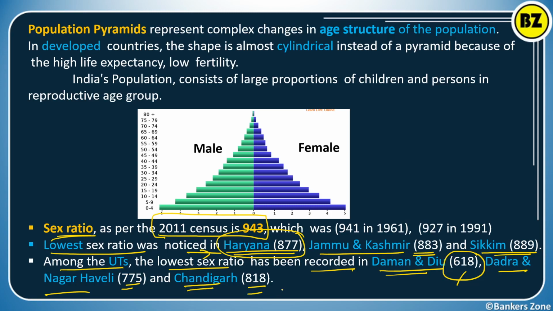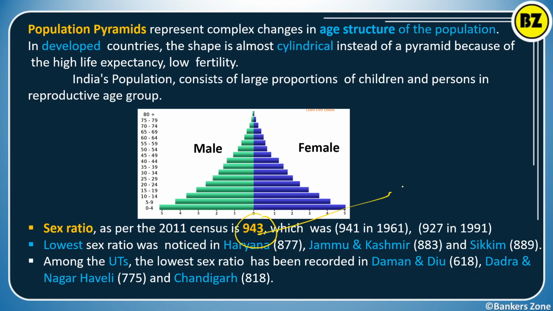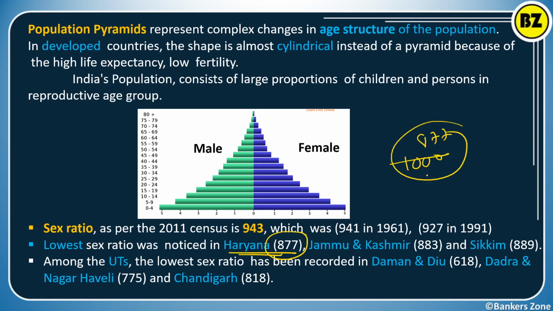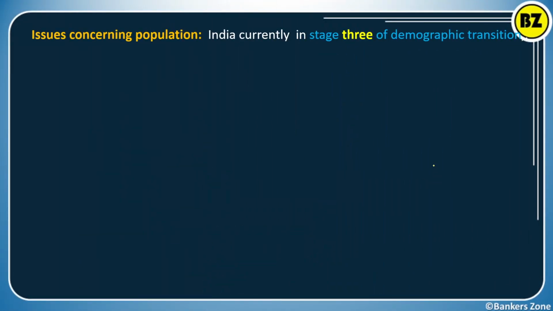So these are important. 943 means there are only 943 females for every 1000 males. This is the sex ratio. Now in Haryana it is lowest, 877. That means for 1000 males there are only 877 females. So how can that be managed? That's why it is necessary to study the population also. Now see what the issues regarding population are.